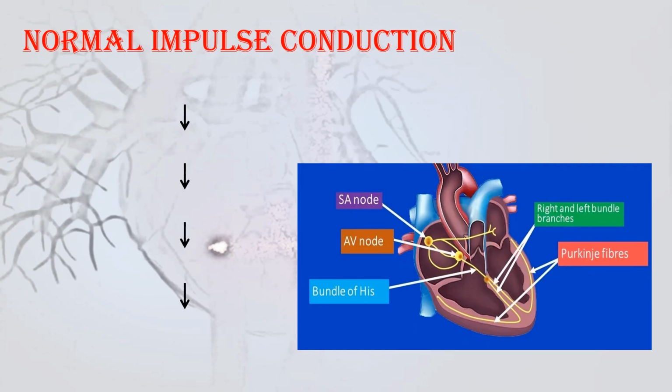Here we see the normal conduction. Look at this picture which shows the SA node, that is the sinoatrial node, which is the natural pacemaker of the heart, which generates impulses. Those impulses will be transferred to the AV node, that is the atrioventricular node, and the bundle of His, the left and right bundle branches, and they will reach the Purkinje fibers.